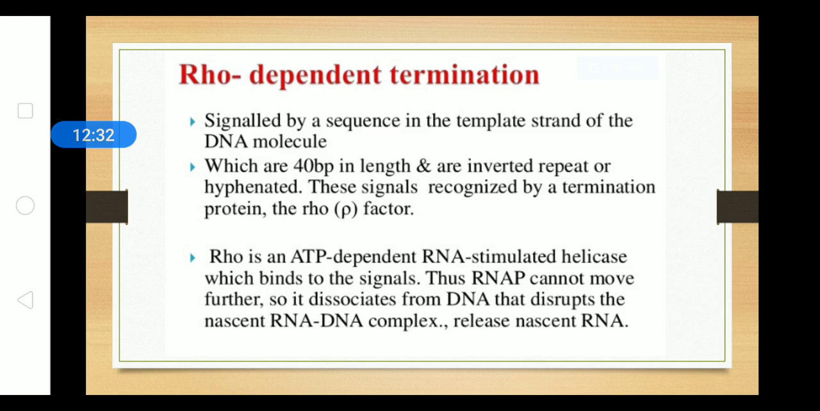Rho dependent termination. In this case, during the process of elongation, the RNA polymerase will encounter a factor known as rho. Whenever this 40 base pair length rho factor is present, the transcription process will terminate.